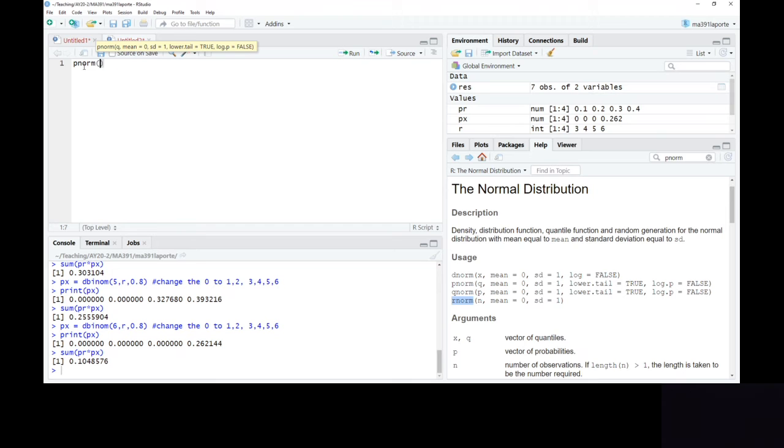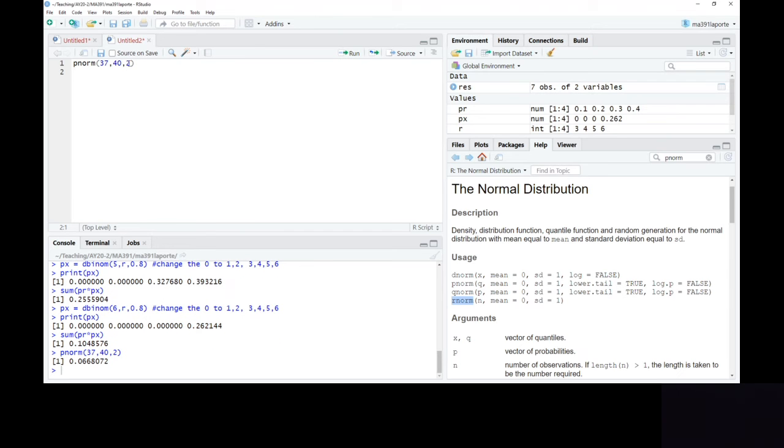So q. They're just calling the value on your x-axis q. I don't know why. And if you don't put anything else, it assumes your mean is 0 and your standard deviation is 1. We're going to tell it what our mean and standard deviation are. So 37 is the number we're putting in from the number line, 40 is our mean, and 2 is our standard deviation. And so we get 0.067. That's our probability that we're less than 37.